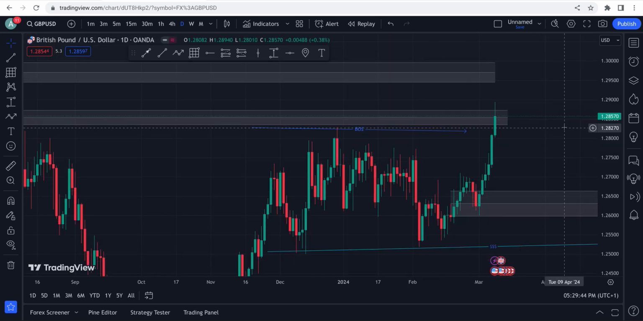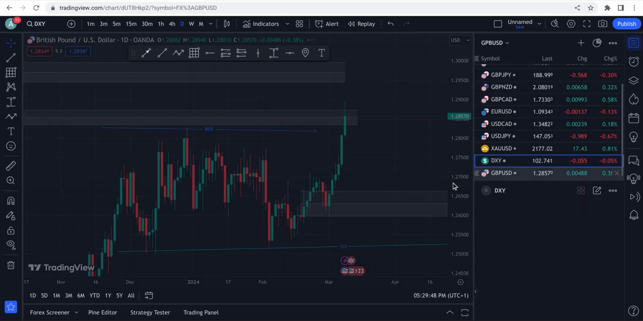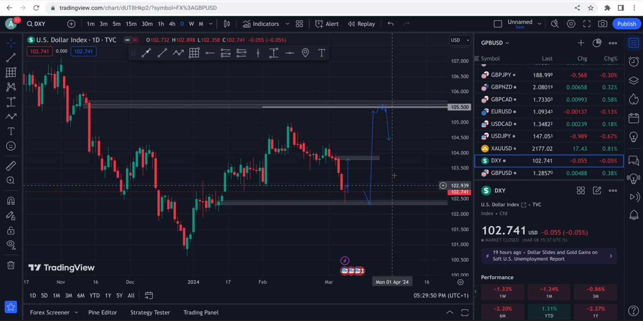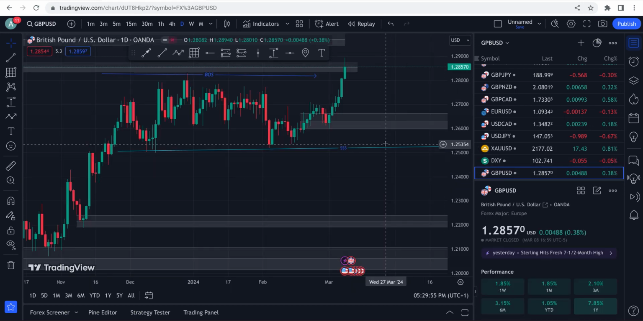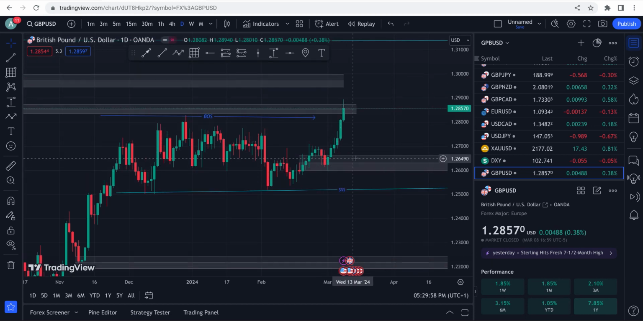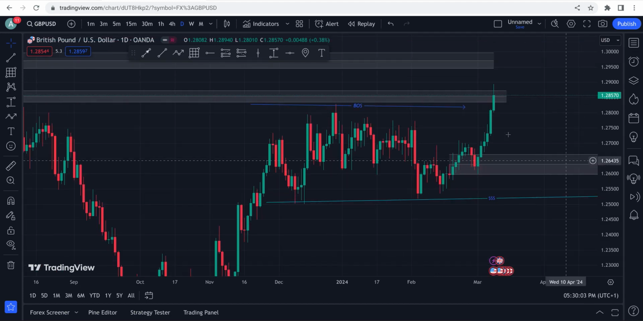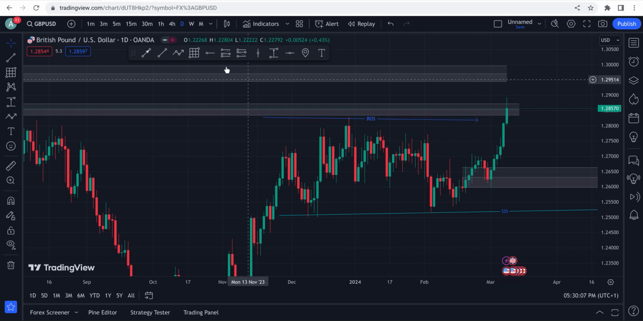On DXY, we are expecting long. Don't forget, guys. Do you see that? Long. But on GBPUSD, it's short. Yeah, it's short. But what are the confluences that I'm expecting on GBPUSD? After the tap of this daily demand zone, price rejects. So let's move to H4.